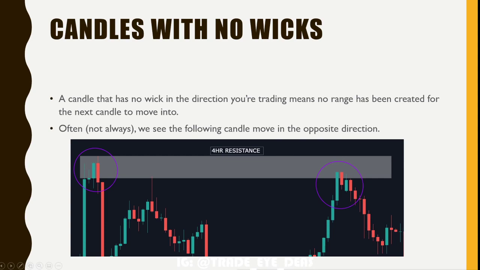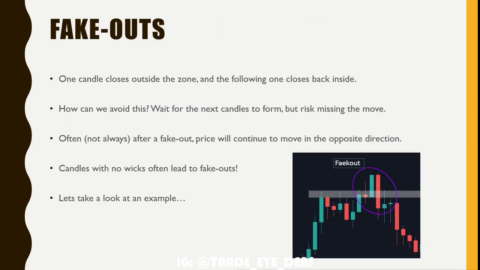Okay, so moving on, fake outs. Fake outs are something that can occur because of these no upper wicks. So what is a fake out? Let's ask that to start with. A fake out is when one candle closes outside of the zone and then the next one closes back inside the zone. So what that's basically telling us is one candle's tried to move all the way out and break above. So let's take this example here.